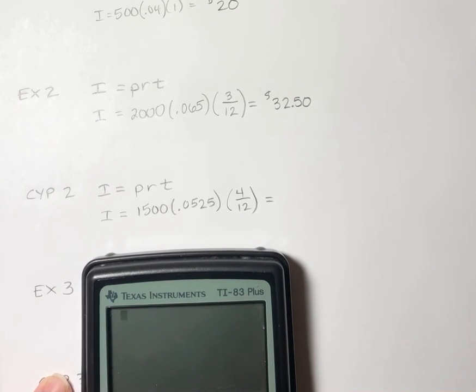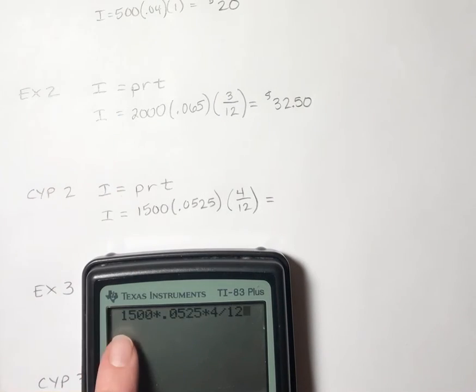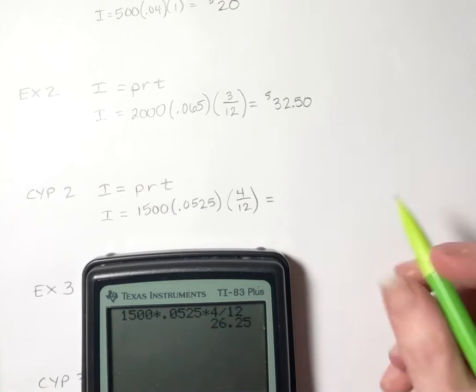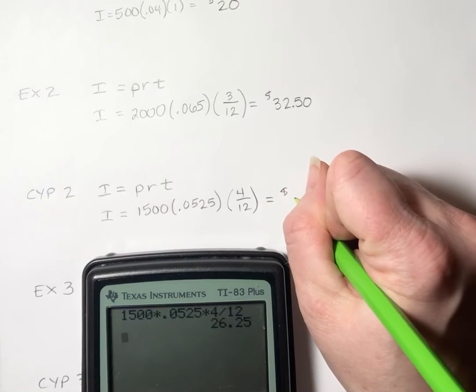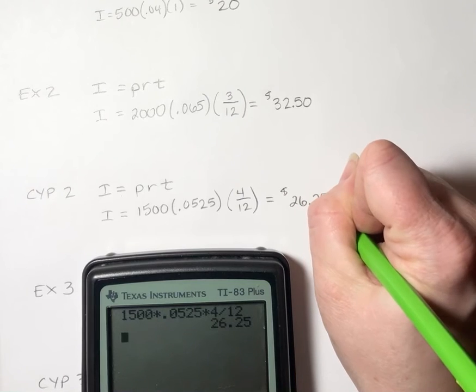So I have 1,500 times 0.0525 times 4 divided by 12. And as long as I plug this all in at once, I don't have to have parentheses. And so this is $26.25.